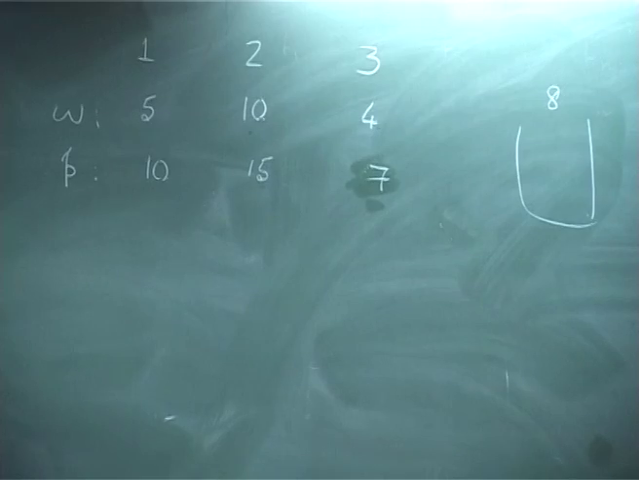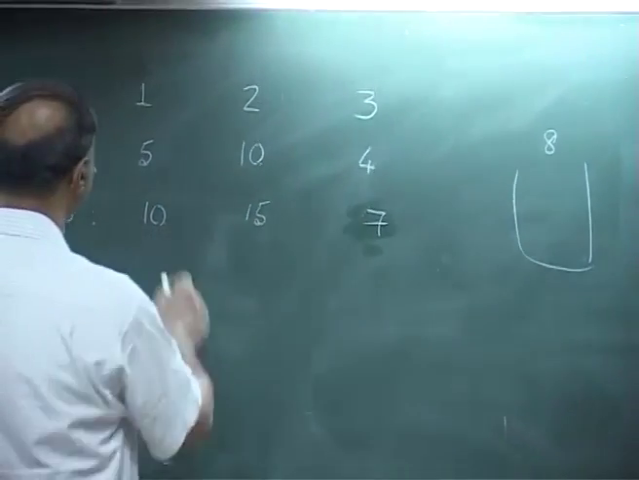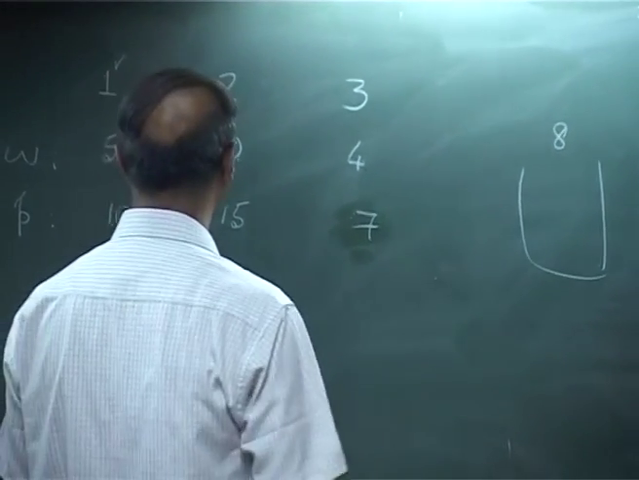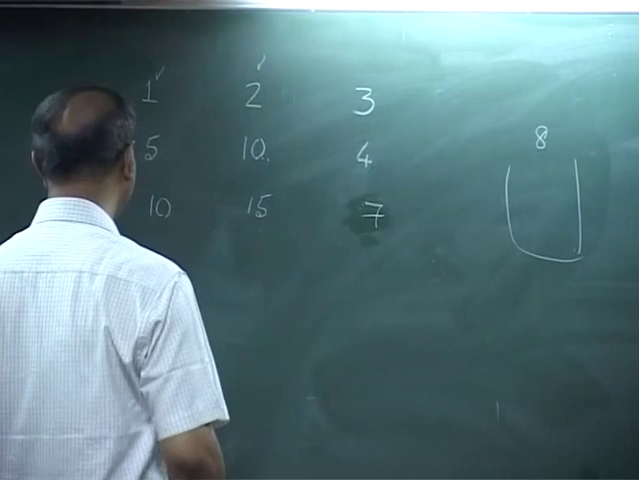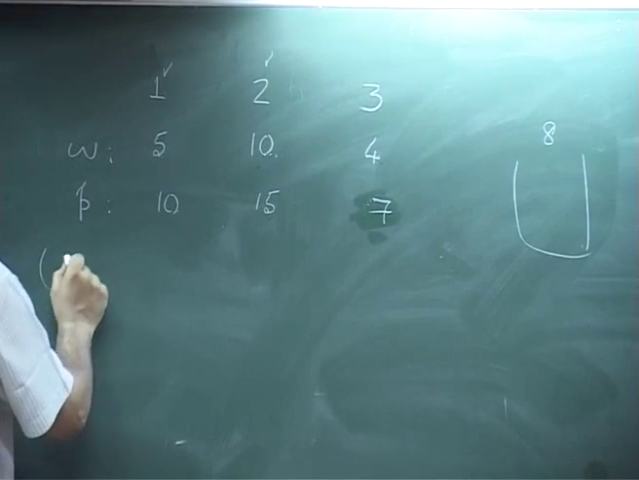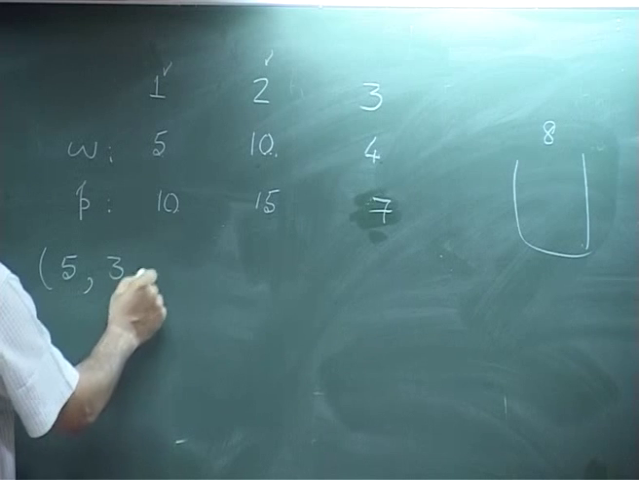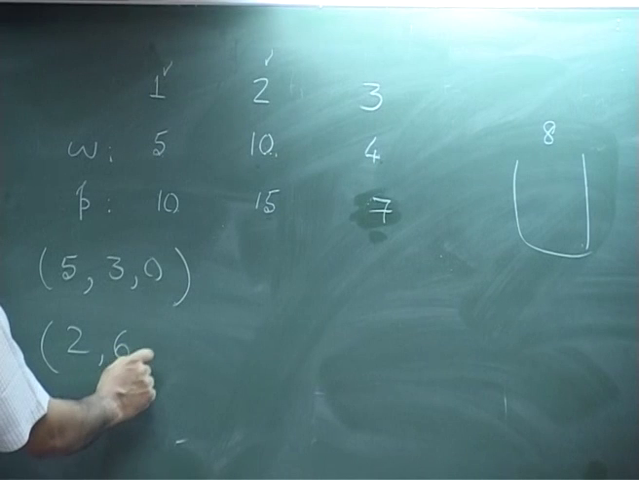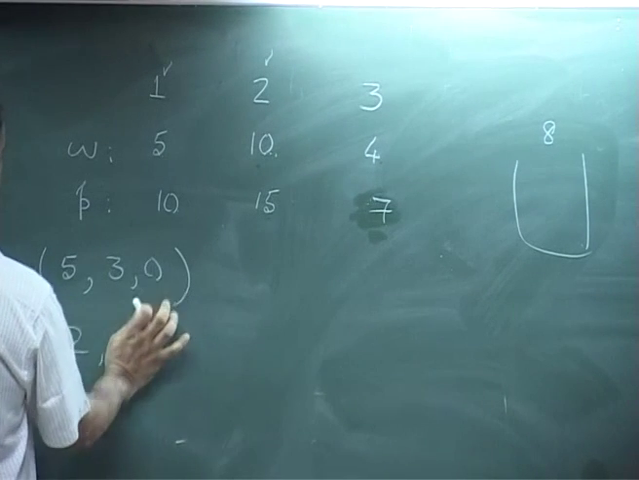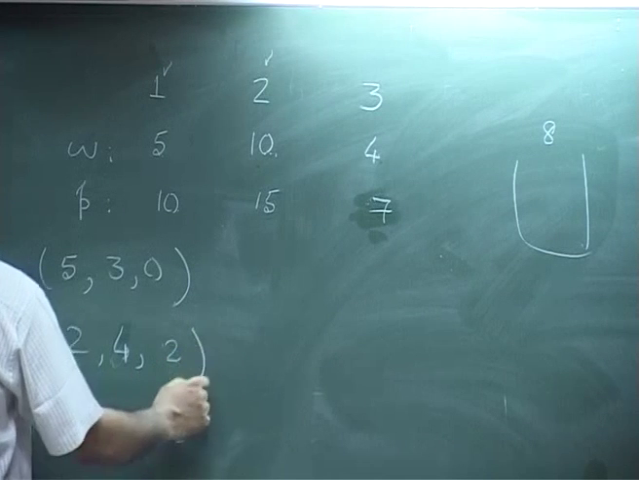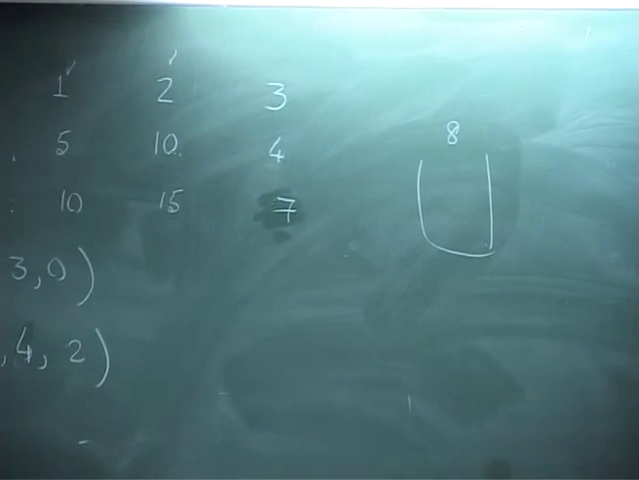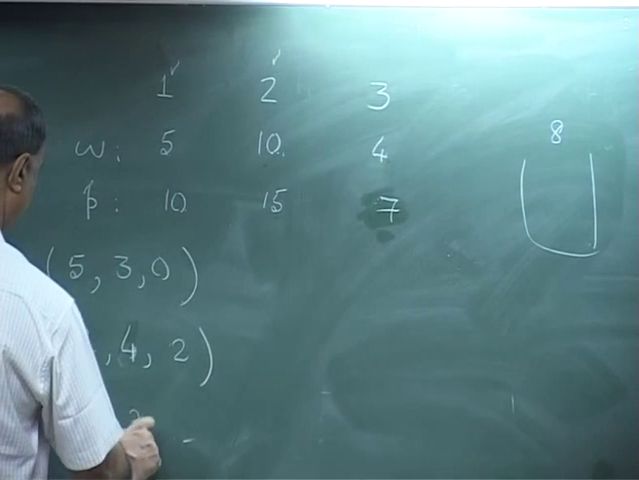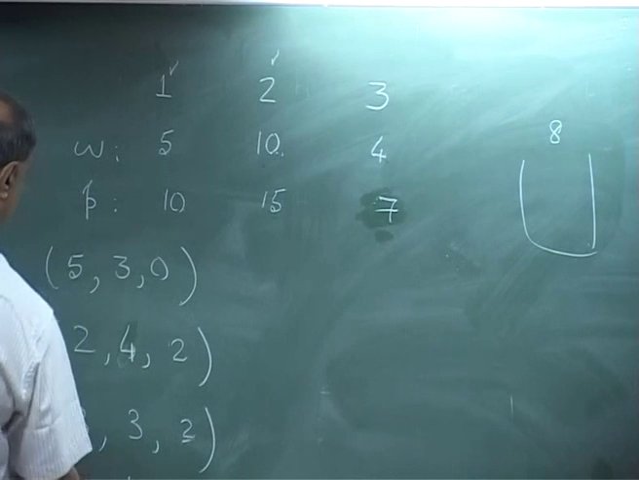Right, one possibility is that I select item 1 completely and 3 units from item 2. That means 5, 3 and 0. Another one can be 2, 4, 2, maybe one possibility. Another possibility could be 3, 3, 2 and so on.